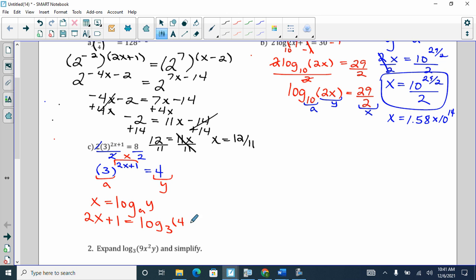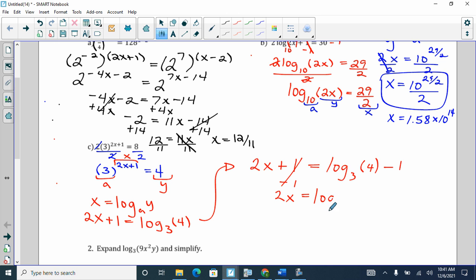And whatever goes beside the log, you put in a bracket. So I have 2x plus 1 equals log base 3 of 4. And I'm going to subtract 1. See how it doesn't join the 4? Because the 4 is attached to the log. So now I have 2x equals log base 3 of 4 minus 1. And then I divide by 2. Everyone's typing that in.